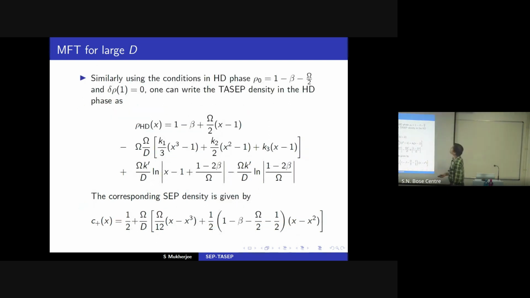Again, considering the value of rho in the LD phase, which is 1 minus beta minus omega 2, and considering the boundary condition that del rho should vanish at x equal to 1.